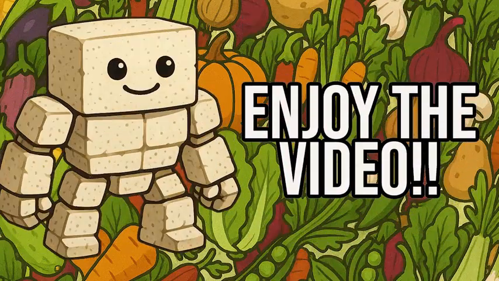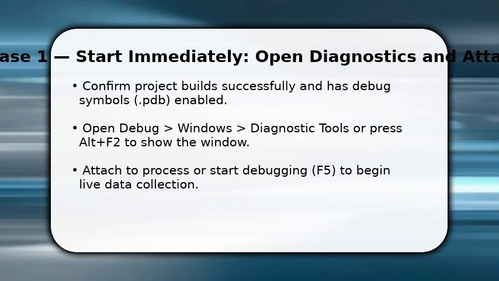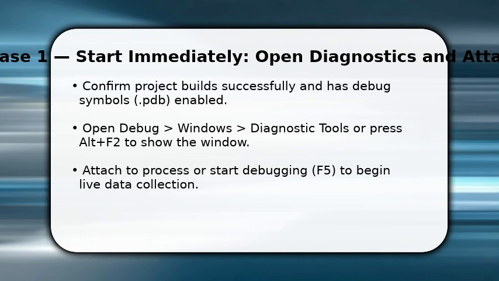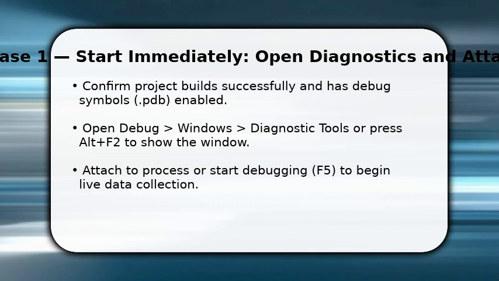Please enjoy the video. You start now, build with debug symbols, and open the Diagnostic Tools pane so you capture meaningful data. Once the pane is visible, attach to the running process or press F5 to launch under the debugger. This engages CPU and memory graphs. Make sure symbols load. Unresolved symbols hide call stacks.